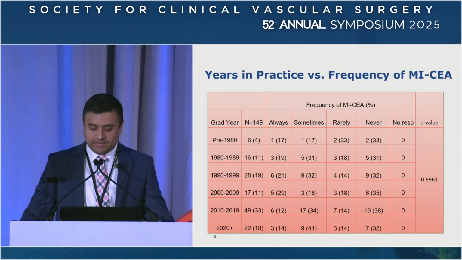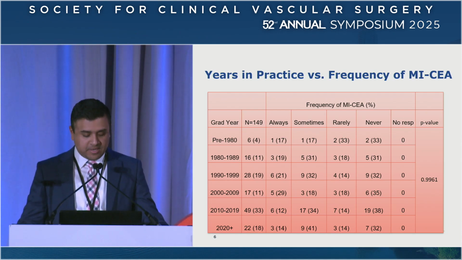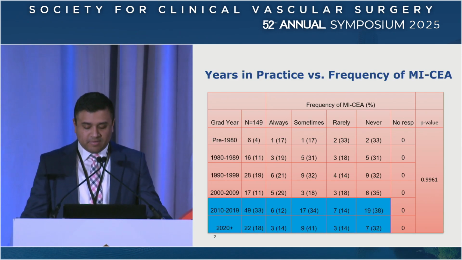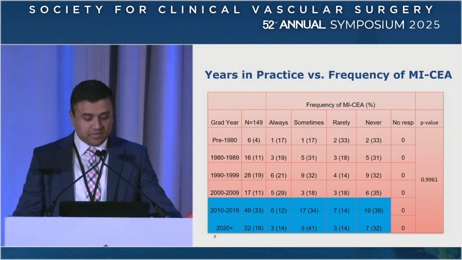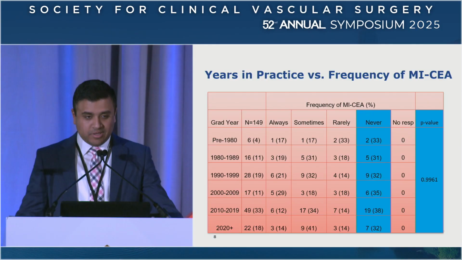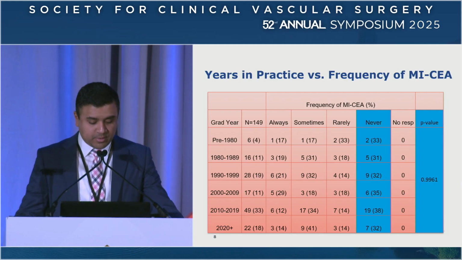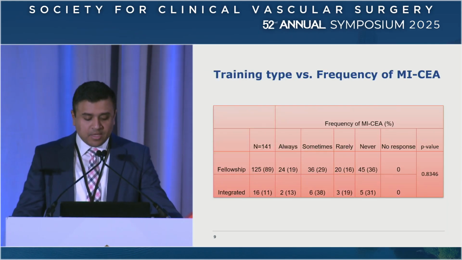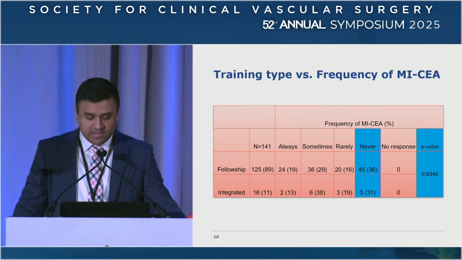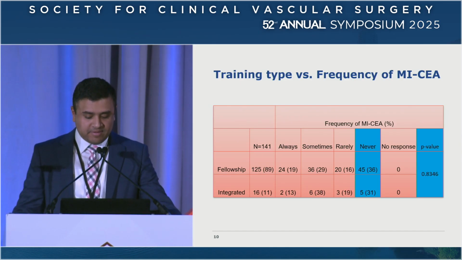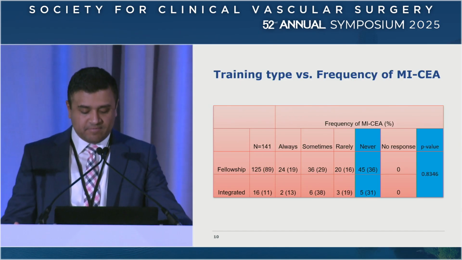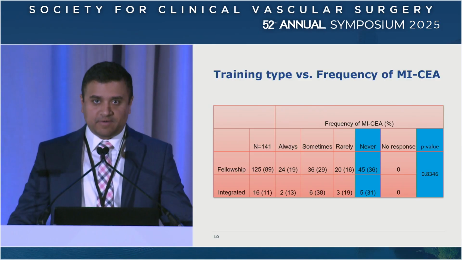Looking at the relationship between duration of practice and how frequently respondents perform MICEA, roughly half of them started practice within the last 15 years, and the largest number of respondents, about a third, have been in practice for 5 to 15 years. As you can see, there's no clear correlation between the two, as roughly a third of respondents have never performed MICEA, regardless of practice duration. Looking at training type versus frequency, we again see that there seems to be no obvious correlation between the two, as again, roughly a third of them have never performed the procedure, and about half of them have performed it at least sometimes, regardless of training type.